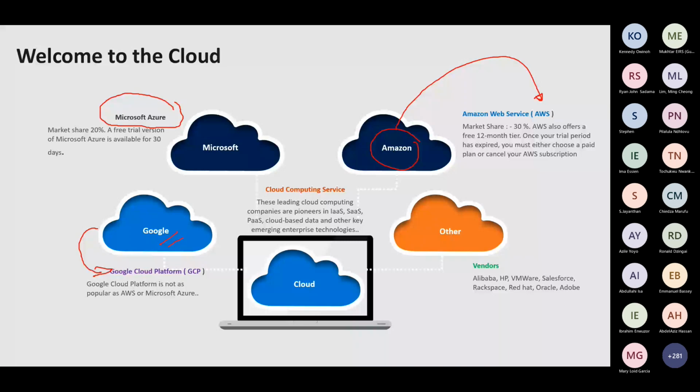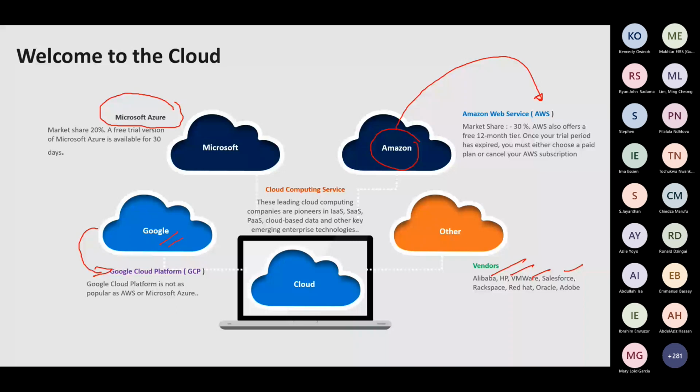You may have heard about companies called Alibaba, HP, VMware, Salesforce, Rackspace, Red Hat, Oracle, or Adobe. There are many vendors available in the program. Basically, they are providing the cloud solution. So by the end of this session, you need to understand there are many vendors or companies who have been providing a cloud solution to you. Basically, they are known as CSP.